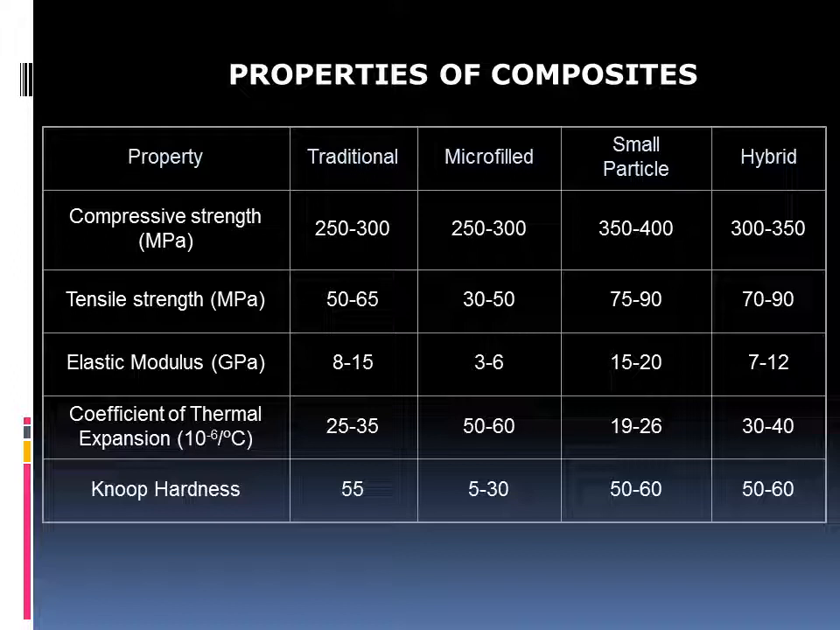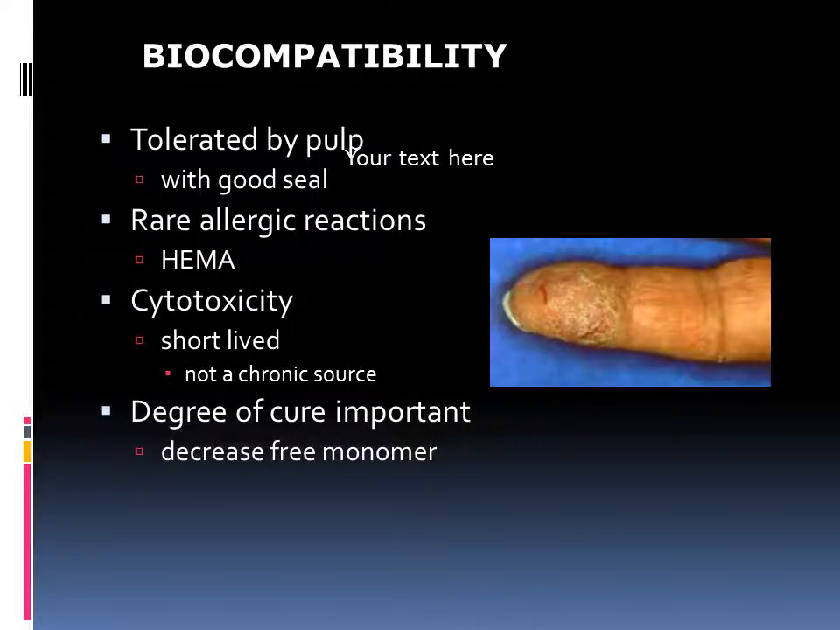The coefficient of thermal expansion. Basically, you can see that it's the highest in the microfill because of the low filler content, and the Knoop hardness is greatest in the small particle, in hybrid it's more or less the same. It is the least in microfilled, and the traditional or the conventional composites also have sufficient hardness. So we've discussed all the composites, the filler, their classification, their properties, and their applications.